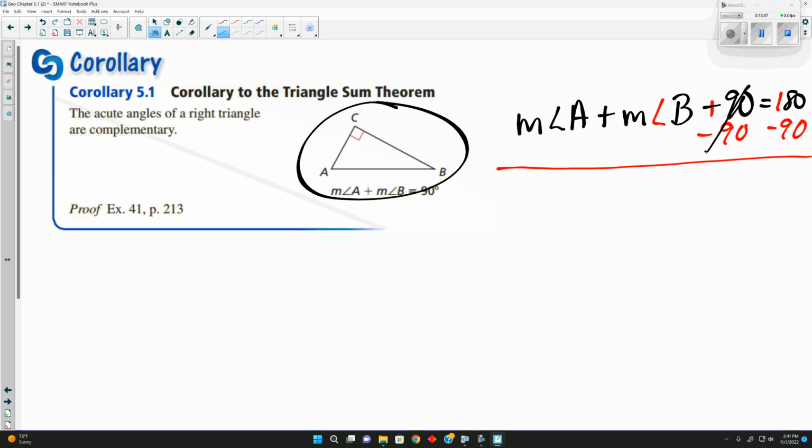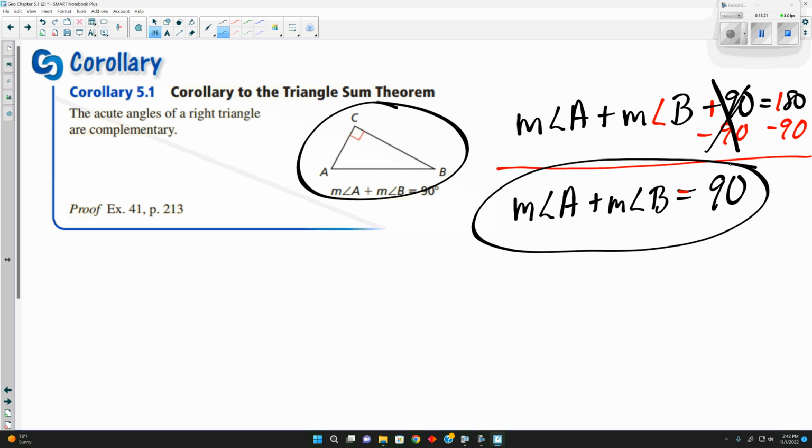If I take 90 from both sides, this becomes 0, just leaving me with the measure of angle A plus the measure of angle B equals 180 minus 90, which is 90. So if it's a right triangle, the other two angles have to add together to be 90. We could still add all three angles together with the 90, set it equal to 180 and solve. We'd still get the same answer. This is just a little bit faster.